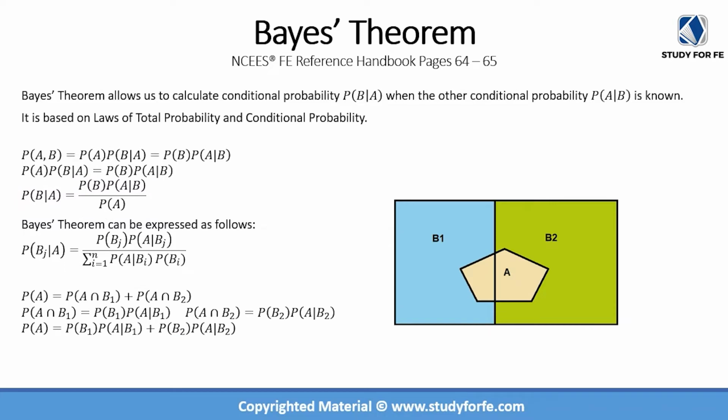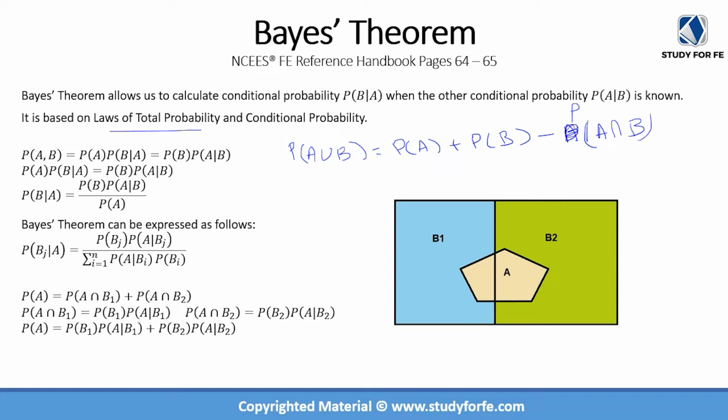So in order to explain the formula that's provided in the NCEES FE reference handbook, we have to revisit the law of total probability. Now the law of total probability, when we reviewed it, we expressed in this form where probability of A union B was equal to probability of A plus probability of B minus probability of A intersection B.